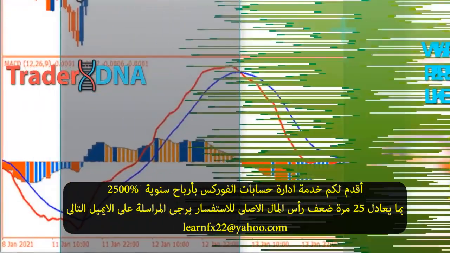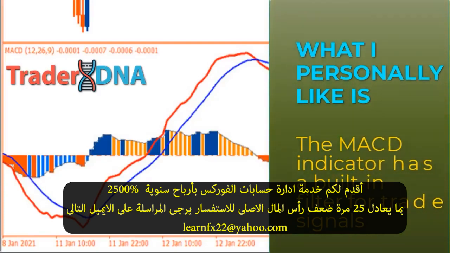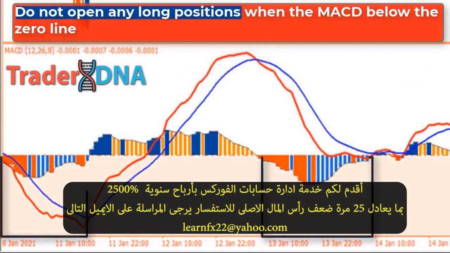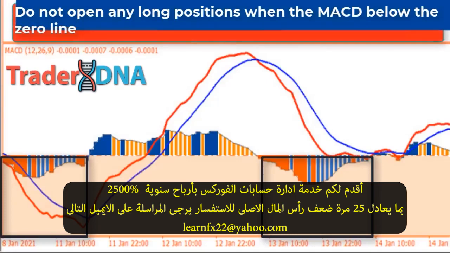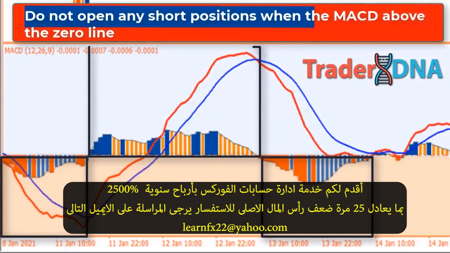What I personally like about the MACD trading strategy is the indicator has a built-in filter for trade signals. This filter is easy to apply to any chart. If the MACD is below the zero line, do not open any long positions. Conversely, if the MACD indicator is above the zero line, do not open any short positions.